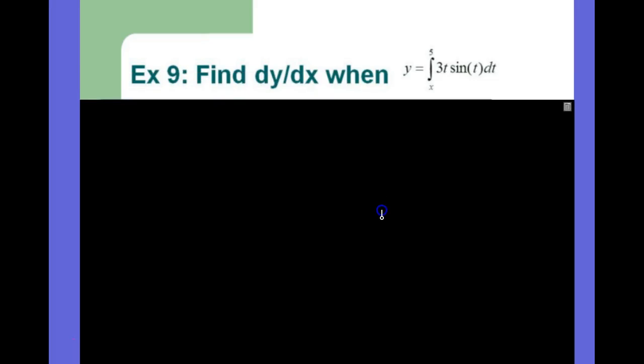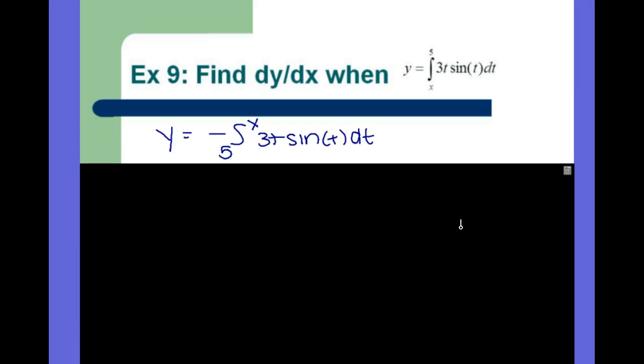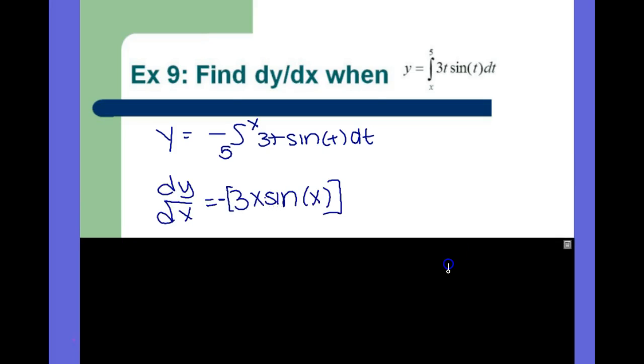Okay, so we have the problem where it goes x to 5 of 3t sine t dt. So this is the case where the x is on the bottom. We already discussed this yesterday. What happens when the x is on the bottom? It switches all the signs, right? So it becomes negative. So then the derivative of the integral that is negative simply becomes negative 3x sine x.